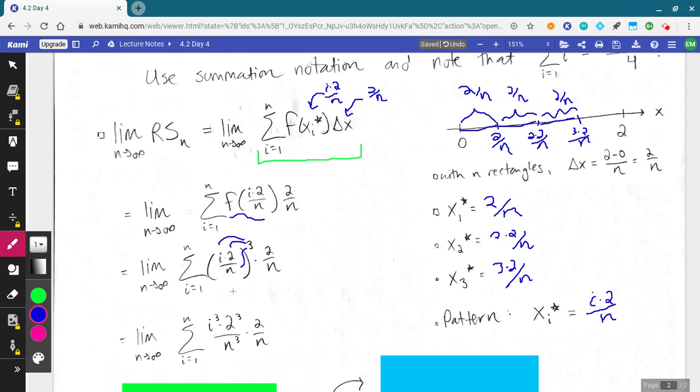I claim that there's a constant multiple here. If we look at the ith term that we're adding up, for i equals 1, i equals 2, i equals 3, all the way up to i equals n, the only thing that's actually changing in this term is this i cubed term. That's going to be 1 cubed, and then 2 cubed, and then 3 cubed. But everything else over here is going to stay the exact same. And so this 2 cubed over n cubed times 2 over n is actually a constant multiple.